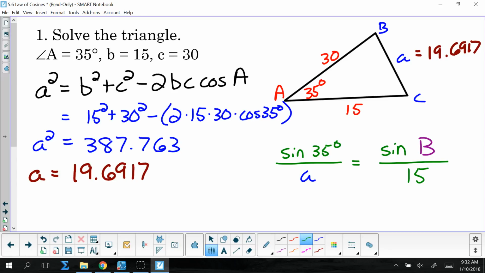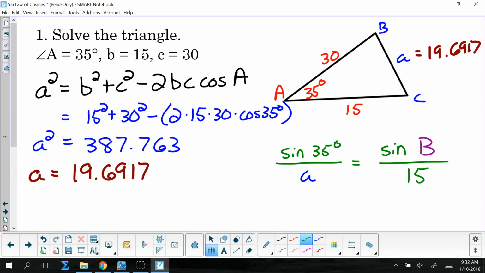Side length is shorter than the other one. Okay. Longer sides produce bigger angles. Shorter sides produce bigger angles. Or excuse me, shorter sides produce smaller angles. Likewise, smaller angles, smaller sides. Okay.